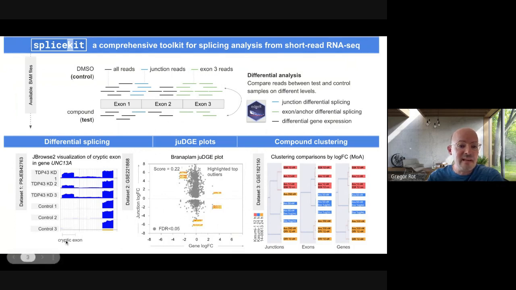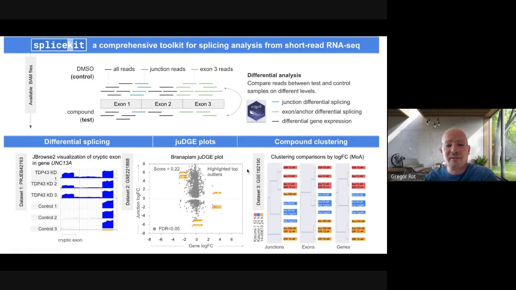For differential splicing, for example, you could visualize immediately the coverage of the reads for different samples. Here we have 3 control samples and 3 TDP43 knockdown samples. TDP43 is a protein involved in neurodegenerative disease. And for example, here splicekit immediately identifies a cryptic exon that is not expressed in the controls.